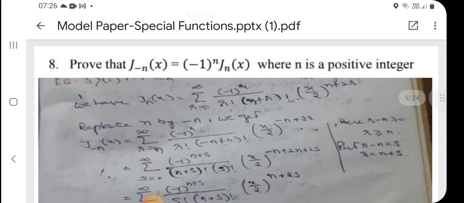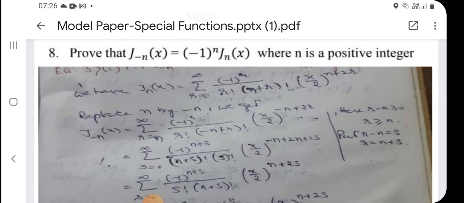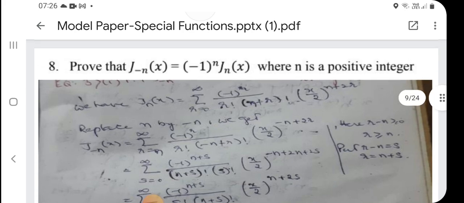Next, question number 8. Prove that j minus n of x is equal to minus 1 power n into jn of x, where n is a positive integer. We have the Bessel function jn of x given by summation minus 1 power r divided by r factorial into n plus r factorial into x by 2 whole to the power of n plus 2r. Now replacing n by minus n, we have j minus n of x equal to summation minus 1 power r divided by r factorial into minus n plus r factorial into x by 2 to the power of minus n plus 2r.